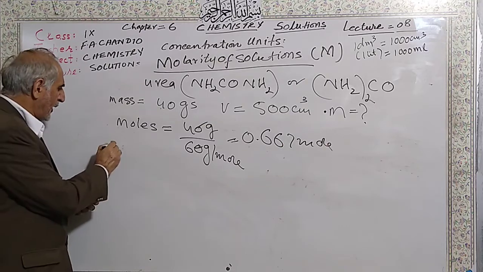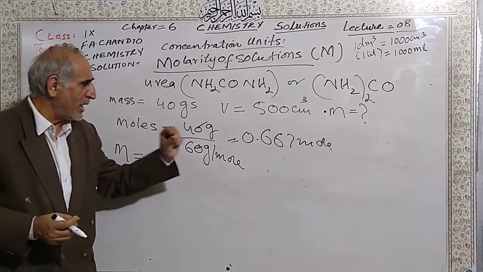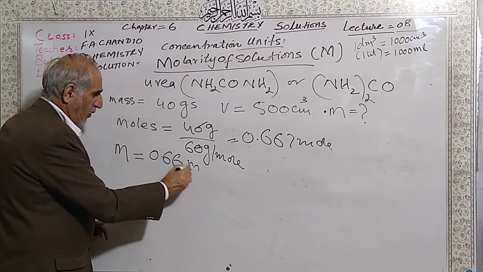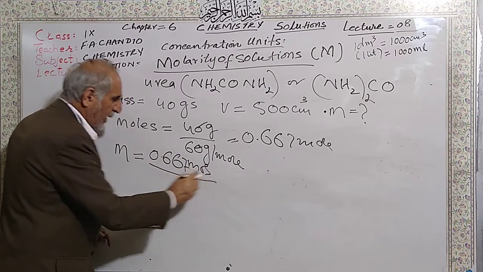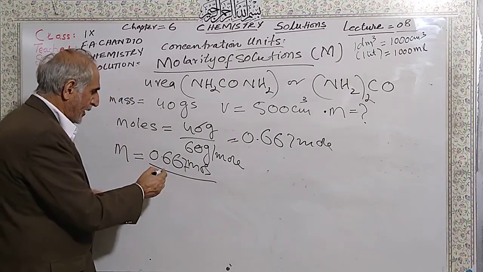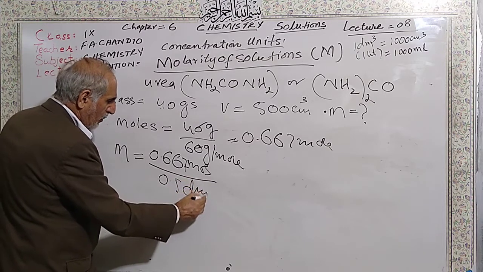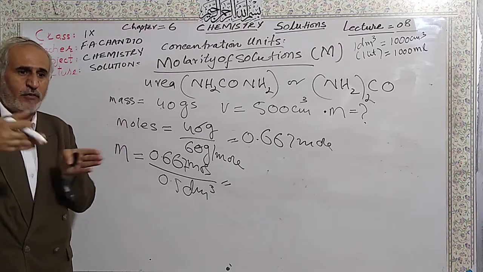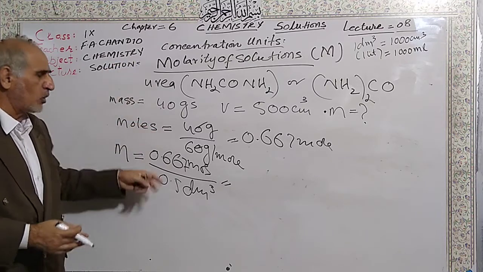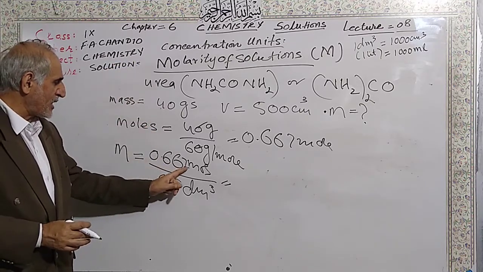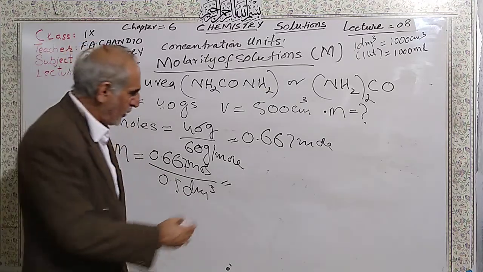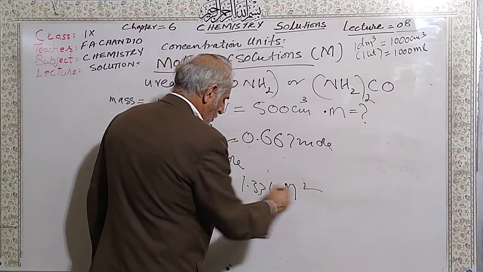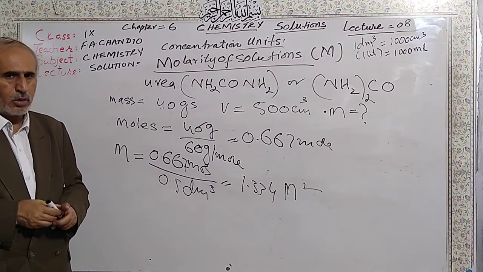After calculating moles, the formula of molarity is number of moles divided by volume of solution in decimeter cube, that is 0.5. Both procedures are the same, no difference. In the previous one, I used one formula for all, but here it is divided. First you calculate moles, then you calculate molarity. Both are correct. So 0.667 moles divided by 0.5, you will get the same answer, 1.334. And this is your answer, sir. So you can use both. Both are correct.